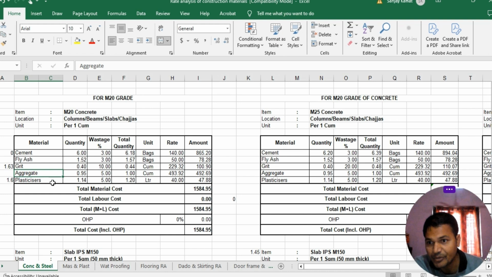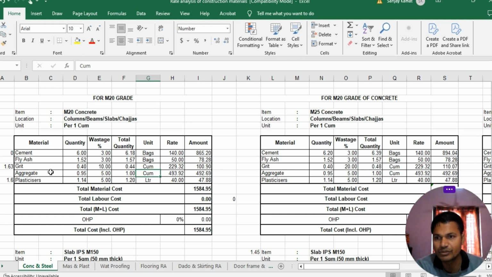Now coming to the aggregate, how much have we taken? Aggregate quantity we have taken is 0.95, and the wastage percentage we have taken is 5%. So here the wastage of aggregate is 5%. Total quantity is 1.00, and the unit is cubic.